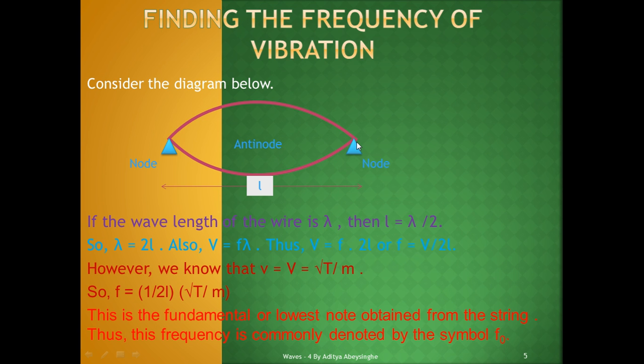So if you take the length of the string to be L, you know that L is equal to lambda by 2, so lambda is equal to 2L. By v equals f lambda, substituting for lambda and v, you can find that f is equal to 1 upon 2L times root T over m. So this is the fundamental, or the lowest frequency that can be obtained from the string, right? If you want more frequencies, you have to find the overtones.